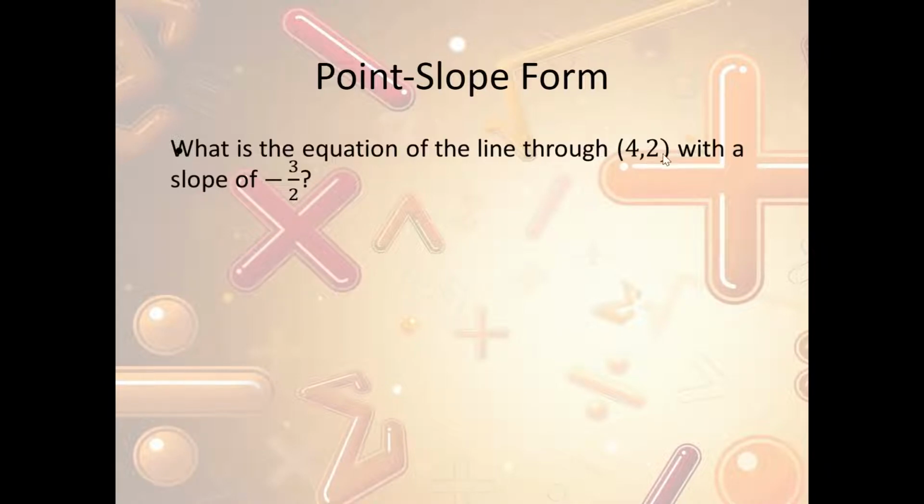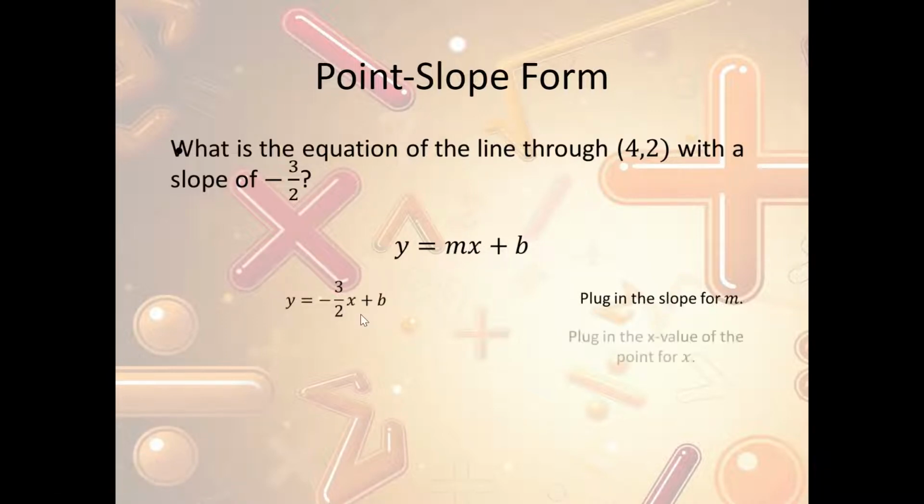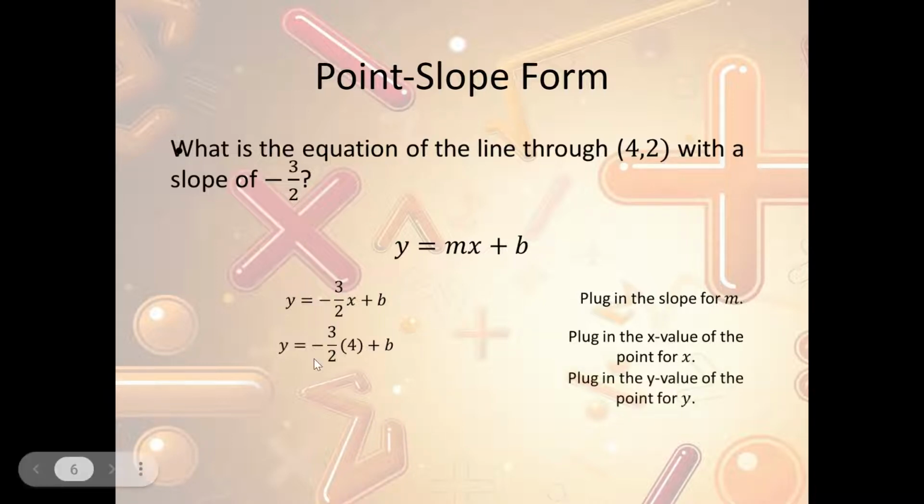We're given a point (4, 2) and the slope of -3/2. So we're going to use the form y equals mx plus b, and we're going to plug in the slope for m, which is -3/2. So that goes there. And we're going to plug 4 in for x there. So we got y equals -3/2 times 4 plus b. Then we're going to plug 2 in for y, which is here. So it becomes 2 equals -3/2 times 4 plus b.